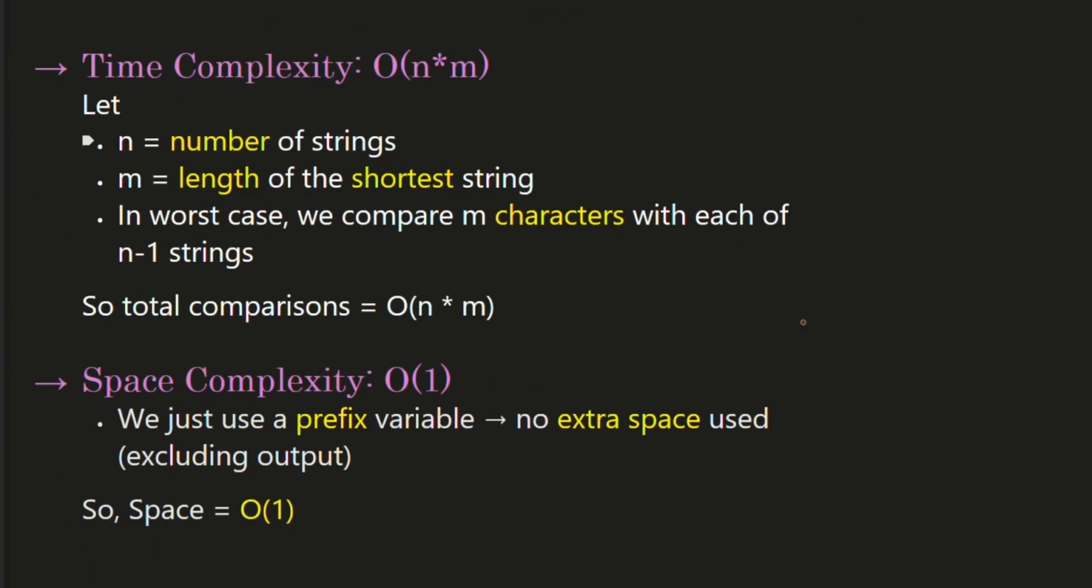Time complexity. Let n equal the number of strings. M equals the length of the shortest string. In the worst case, we compare m characters with each of n-1 strings. So total comparisons equals O of n times m. Space complexity. We just use a prefix variable, no extra space used, excluding output. So space equals O of 1.